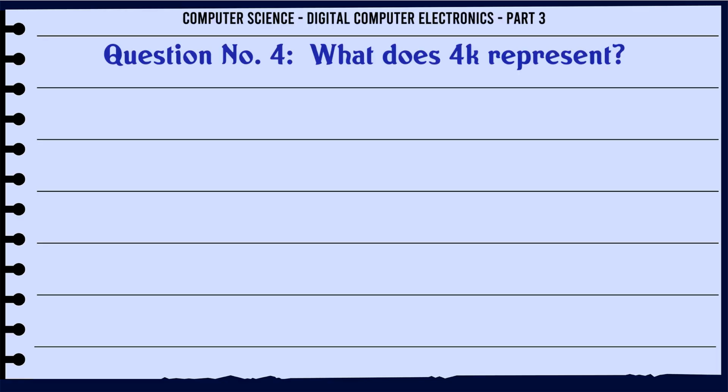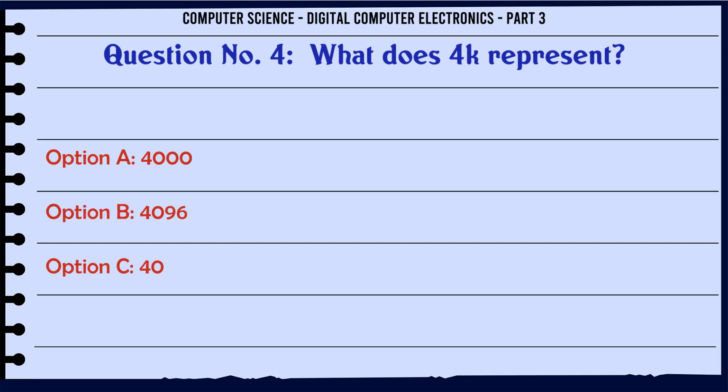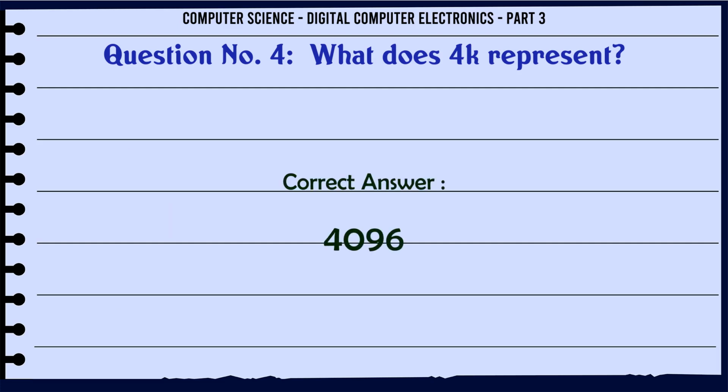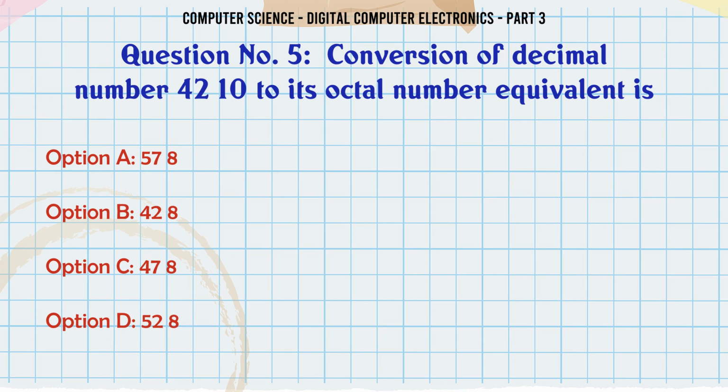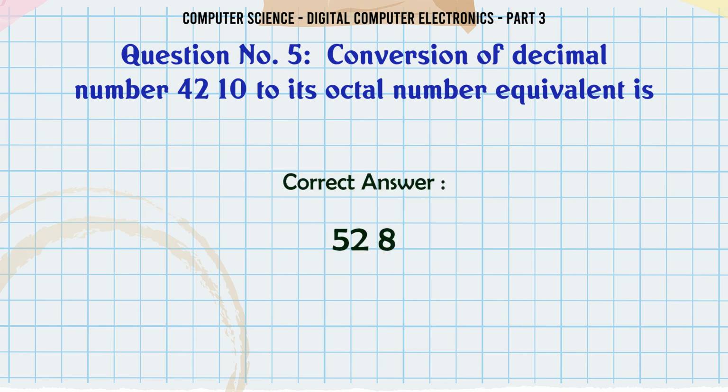What does 4K represent? A 4000. B 4096. C 40. D 400. The correct answer is 4096. Conversion of decimal number 4210 to its octal number equivalent is A 578. B 428. C 478. D 528. The correct answer is 528.